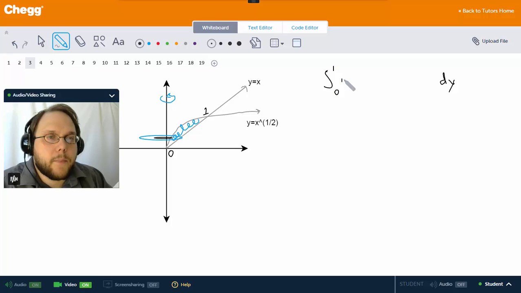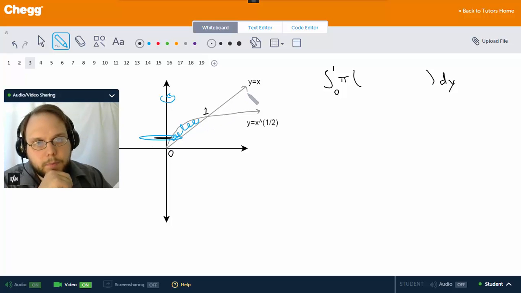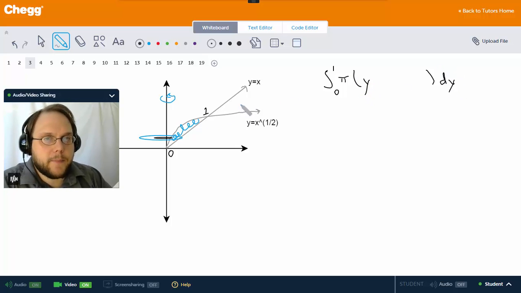And then we're going to have our pi, and then we have to decide on our inside radius and our outside radius. Okay? Our outside radius goes all the way from the y-axis to this line, to y equals x. And we need it in terms of y, so we're going to use this left-hand side of the equation, y equals x here. And that's going to be our outside radius squared.